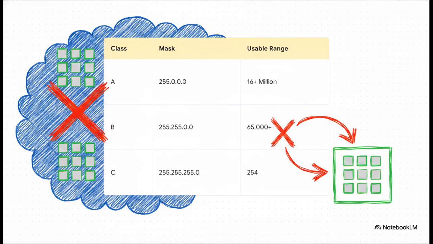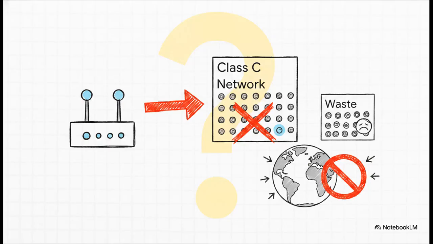That old classful system was hugely inefficient. It assigned massive blocks of IPs based entirely on just the first octet of the address, regardless of what an organization actually needed. A Class A network handed you over 16 million hosts. A Class C gave you 254. So, here's the crucial point.